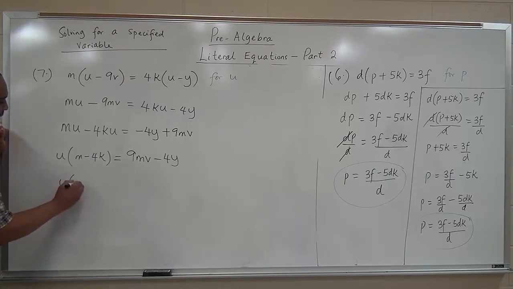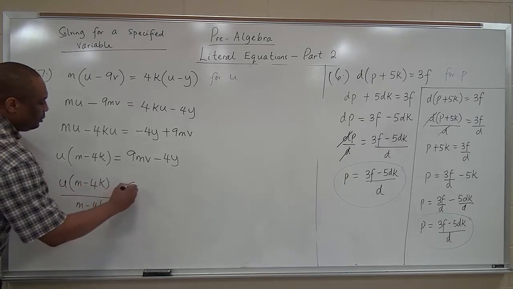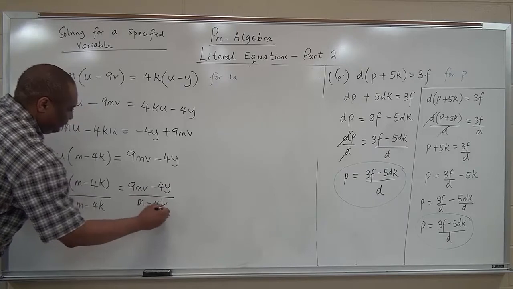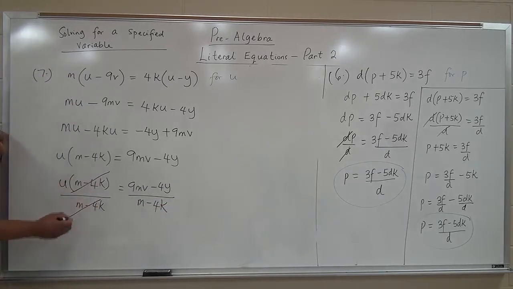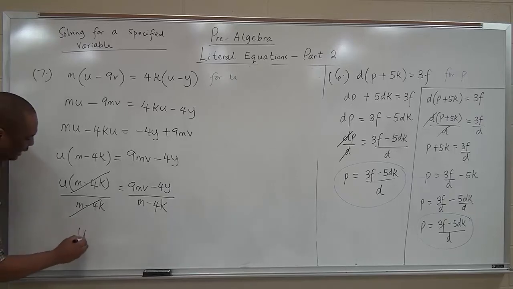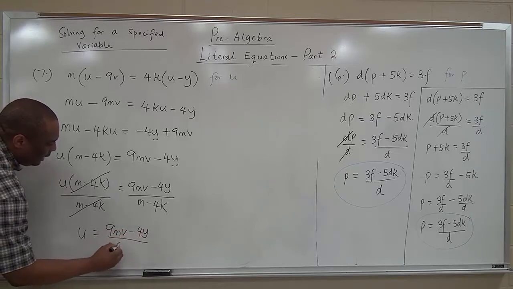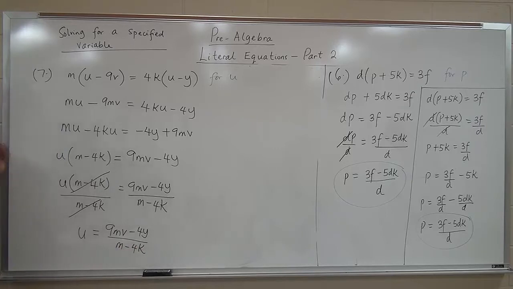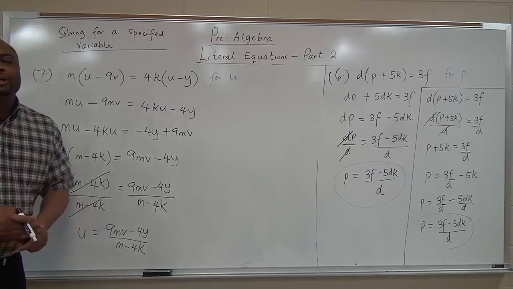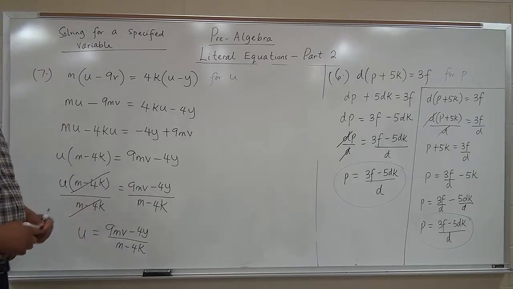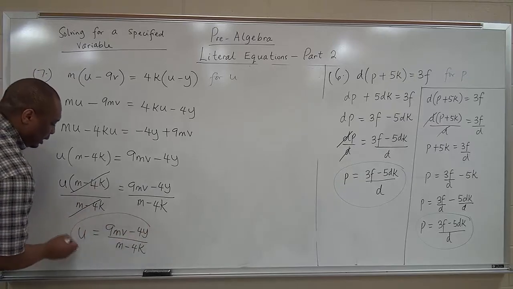You have u times (m minus 4k) divided by (m minus 4k) equal to (9mv minus 4y) divided by (m minus 4k). And (m minus 4k) divided by (m minus 4k) gives you 1. So you have that u is equal to (9mv minus 4y) divided by (m minus 4k). We see whether we can factor any of them to simplify it, because I would like you to leave your answer in simplest form. But looks like there are no common factors, so we just leave our answer like this.